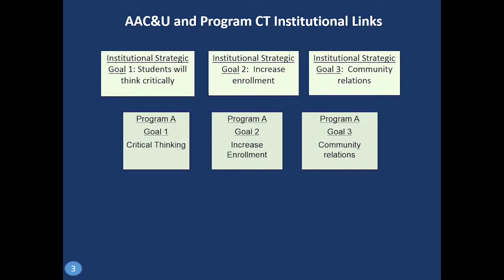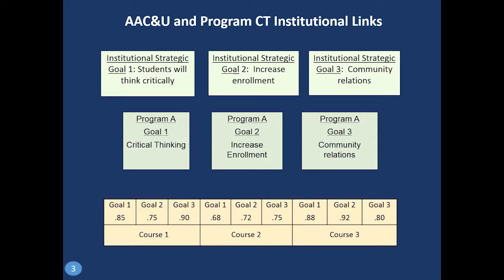AAC&U is interested at the program level, at the institutional level also. So let's see what this would look like if we were trying to build the critical thinking into a larger scale on campus. And here you have an institutional strategic goal 1, 2, and 3. Notice the 1 is critical thinking. That's definitely a student learning outcome. Then there's another goal to increase enrollment, and the third one to have something that has something to do with community relations. So those are more program goals.